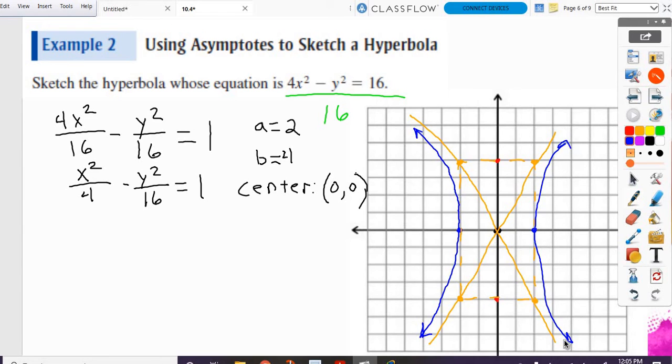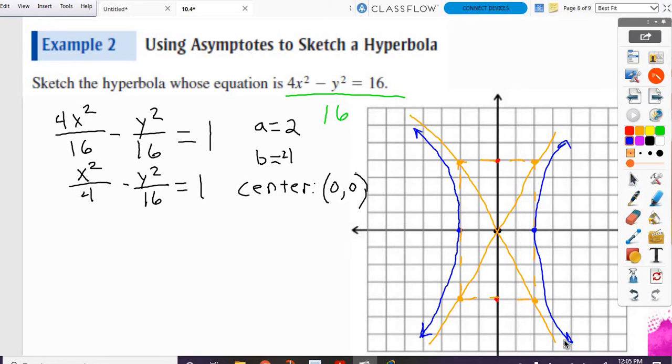Yes. How did you get the center like that? 0, 0? Because I don't have an h or a k that I'm subtracting on the inside of my square. Remember that it's like x minus h quantity squared, y minus k quantity squared. We don't have either one of those, so that means they're automatically 0. Okay. Good question. Other questions?